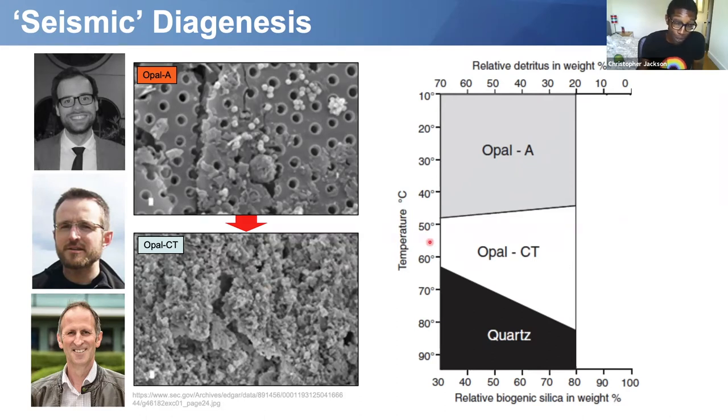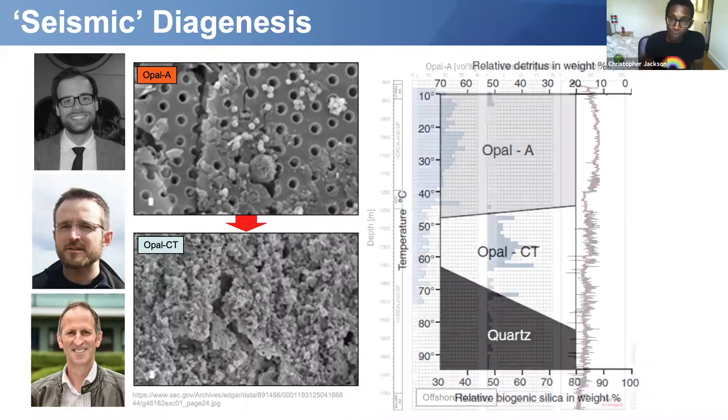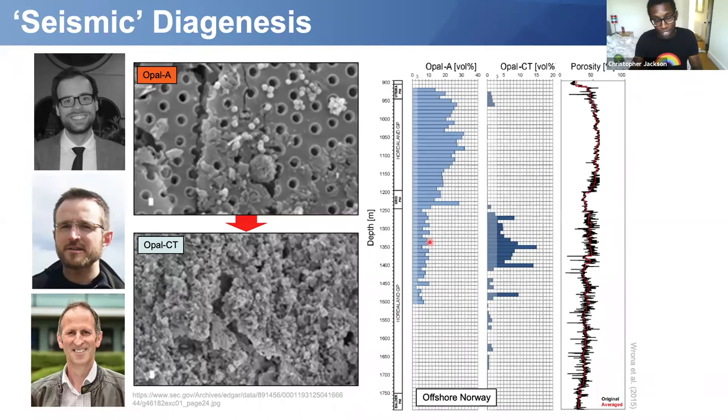And because it's temperature-dependent, and because the temperature in the Earth increases by around 30 degrees per kilometer, it's also a depth-dependent process. So that transition between those three silica phases can tell us about the temperature and about the depth. And we saw that when we went and looked at this borehole from the North Sea. And again, scale is important here. This is 1 kilometer, so that's 100 meters there. So we're looking at about a kilometer long bit of borehole here.